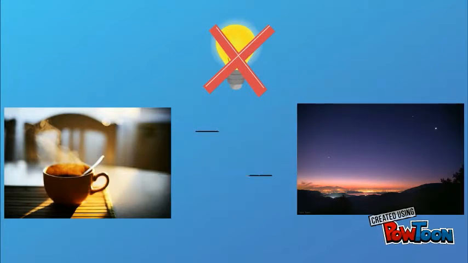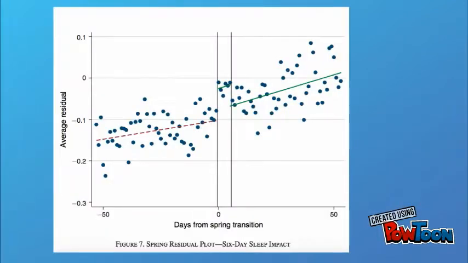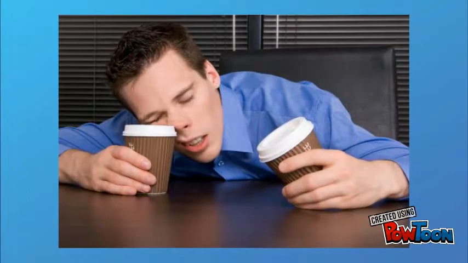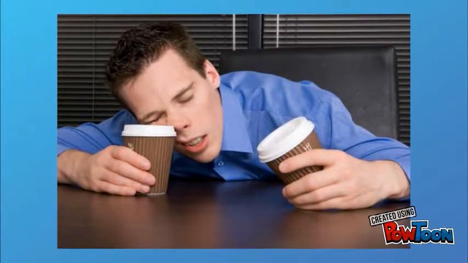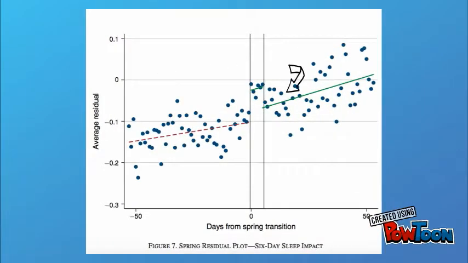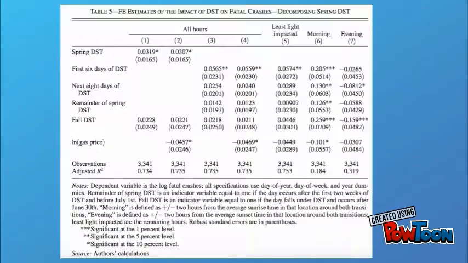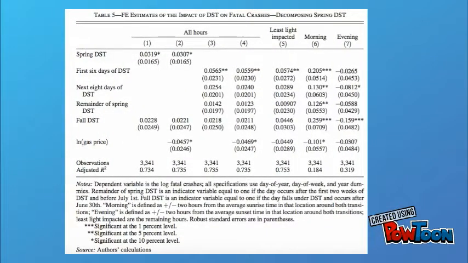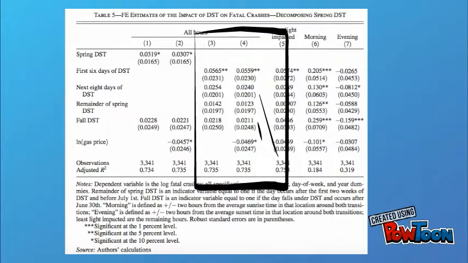However, sleep mechanisms are significant during the spring transition, which can be seen in Figure 7. The jump in fatal crashes during the first 6 days of DST can be attributed to the shock that DST has on sleep cycles. Eventually, this shock dissipates as people adjust to new sleep schedules, which explains the decrease in the trend line after the initial 6 days. The fixed effect model shows results consistent with the main regression discontinuity and sleep mechanisms. Columns 3 and 4 show a 5.7% increase in fatal crashes in the first 6 days of DST.